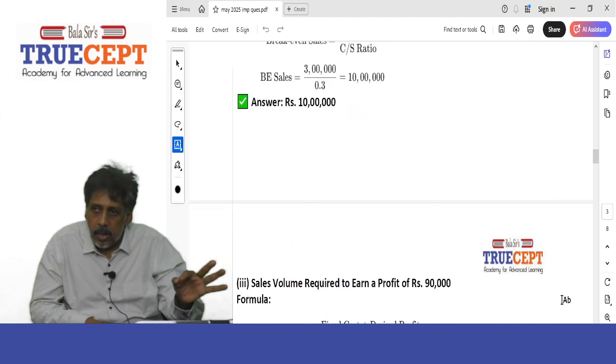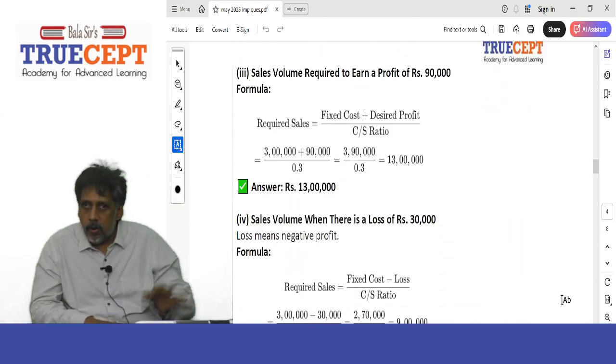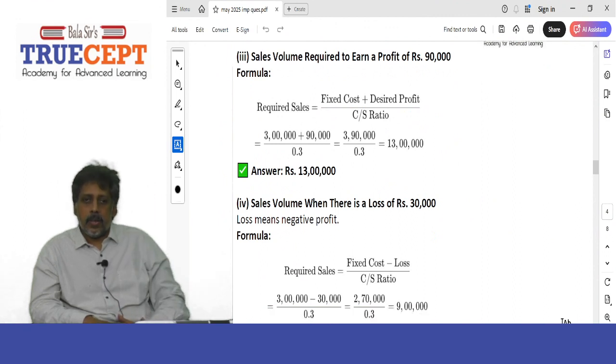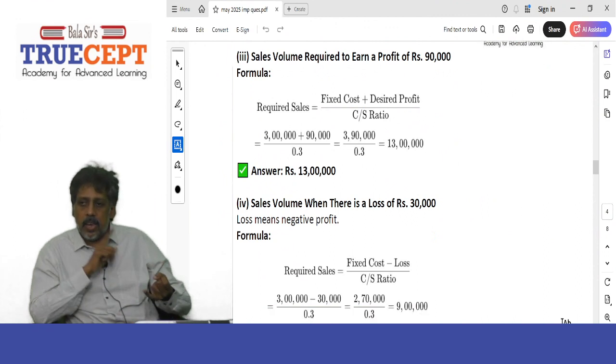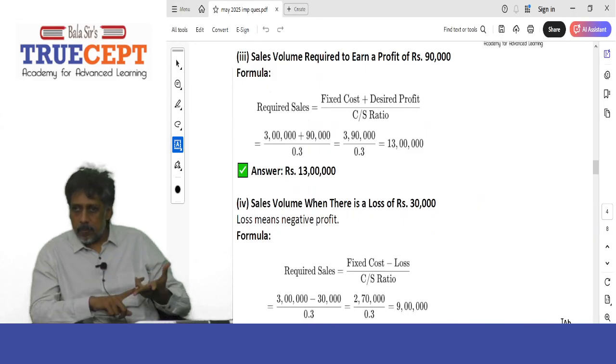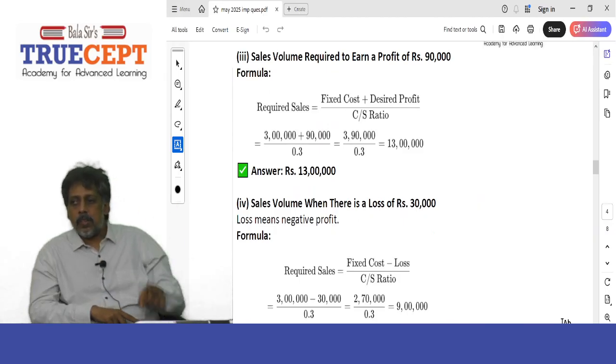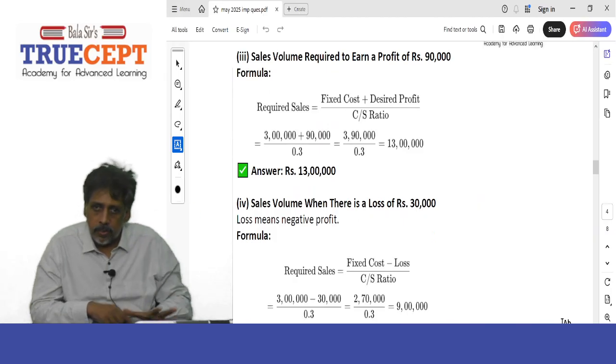Third question, you have been asked to find the desired sales, right? When the profit is 90,000, the target revenue formula can be applied. So the target sales or the desired sales equals fixed cost rupees 3 lakh and then add rupees 90,000, the target profit or desired profit. The whole divided by PV or C/S ratio 0.3. That means you have to sell rupees 13 lakh worth of goods to make this profit of 90,000. Is that fine? Yes, sir.